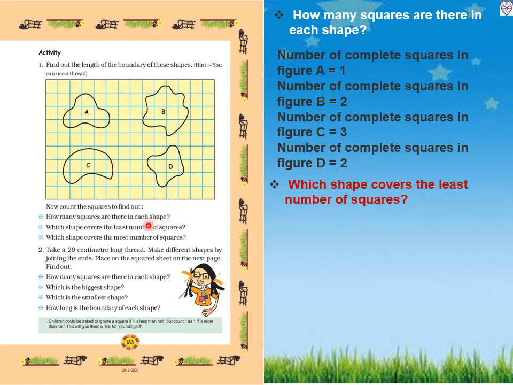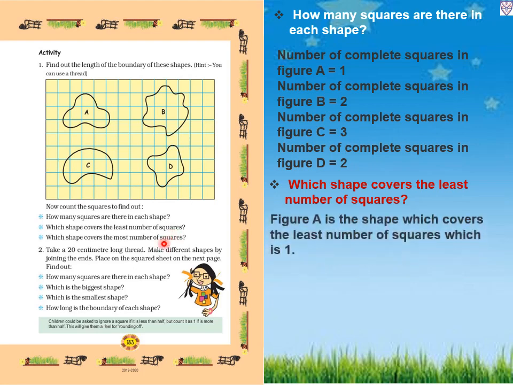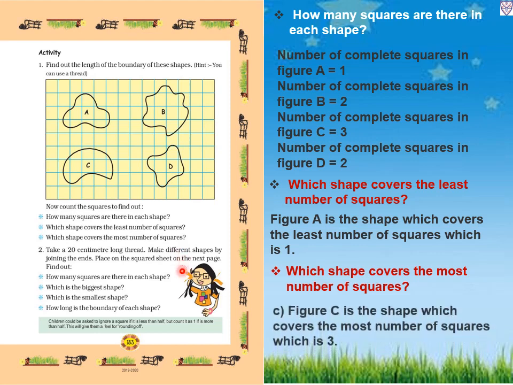Now, next question: which shape covers the least number of squares? Figure A is the shape which covers the least number of squares, which is 1. Next question: which shape covers the most number of squares? Figure C is the shape which covers the most number of squares, which is 3.